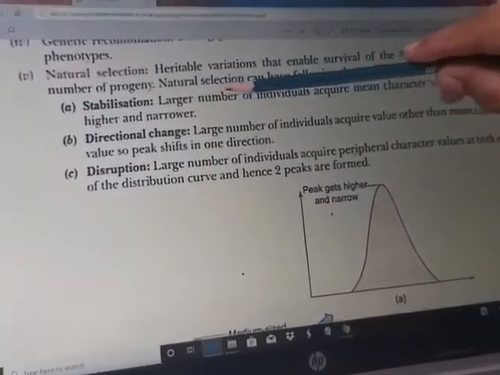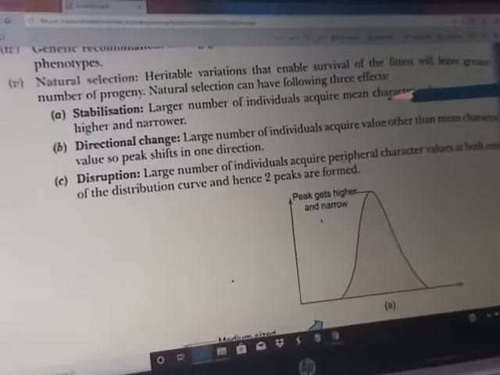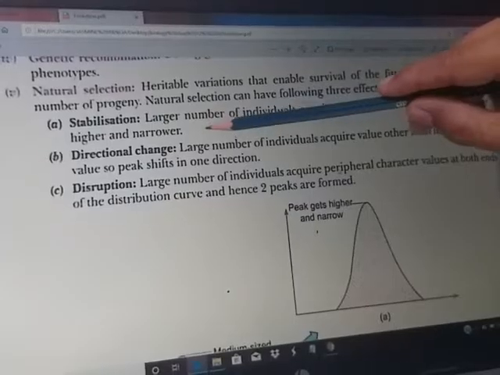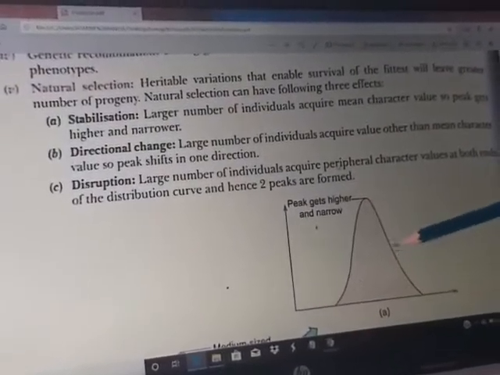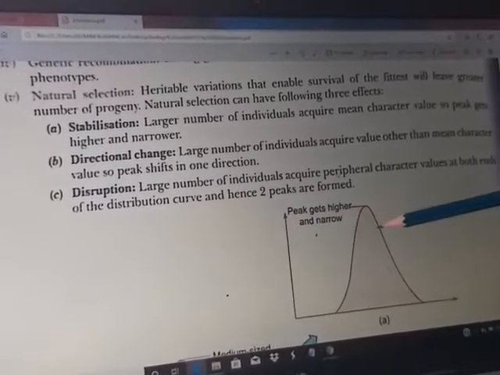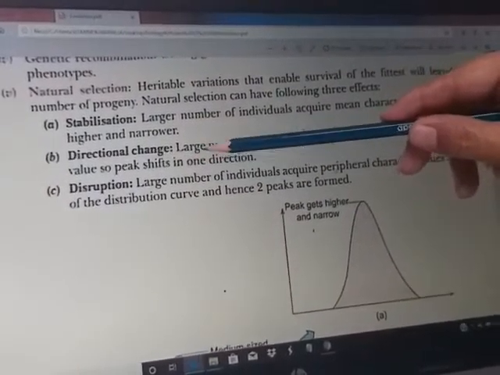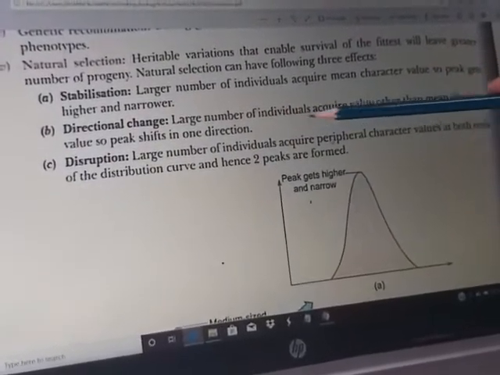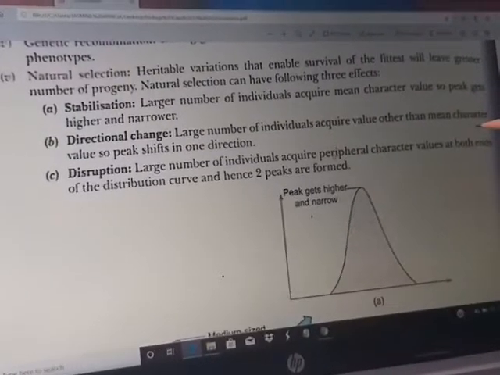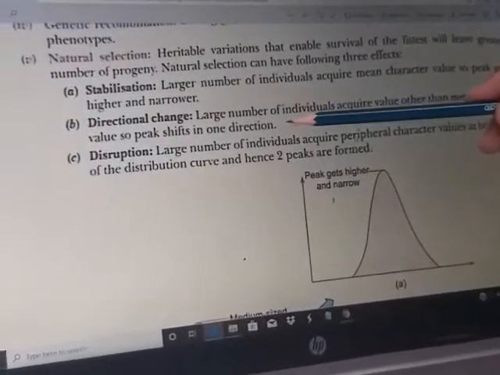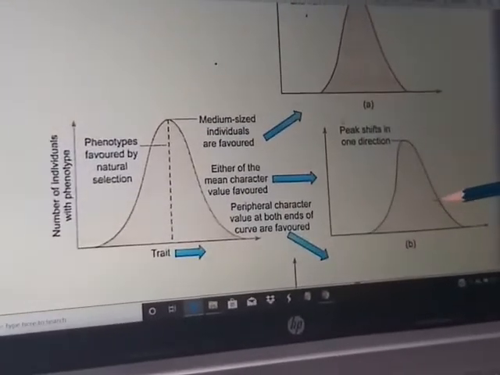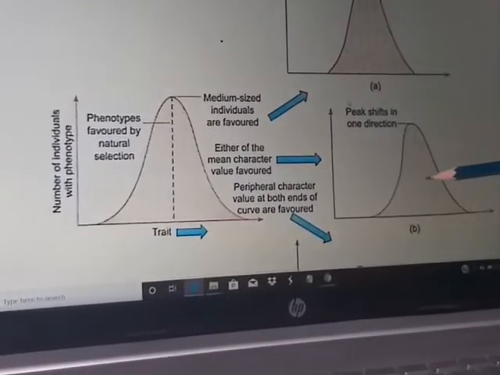Stabilization: large number of individuals acquire mean character value, so the peak gets higher and narrower. This is the mean value and this peak becomes higher and narrower. Directional, as I have already shown you: large number of individuals acquire a value other than the mean character, so the peak shifts in one direction. Here this is the directional as we have discussed.